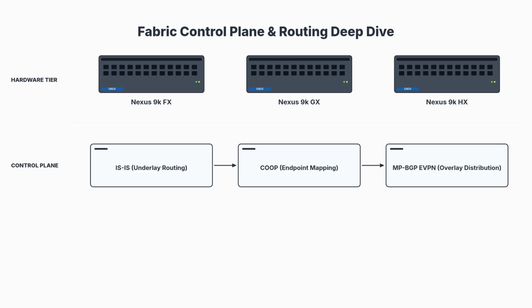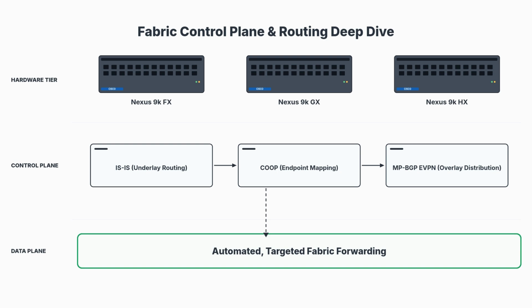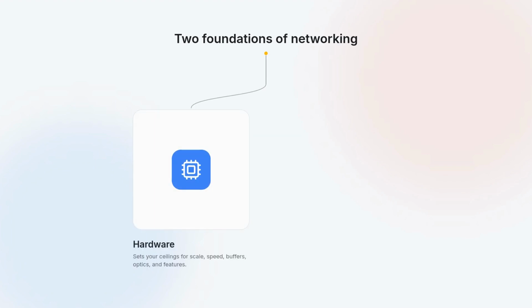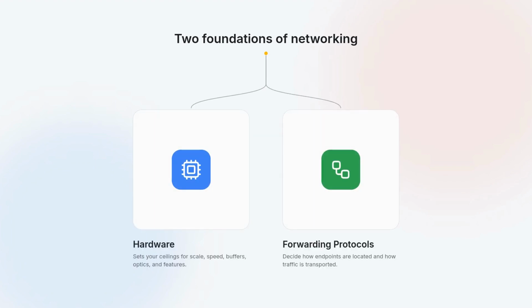This time we are zeroing in on the hardware generations and roles of ISIS, COOP and MP-BGP EVPN so you can see exactly how forwarding comes together in ACI. Hardware sets the capability. Protocols decide how forwarding actually works. First, a quick hardware overview.